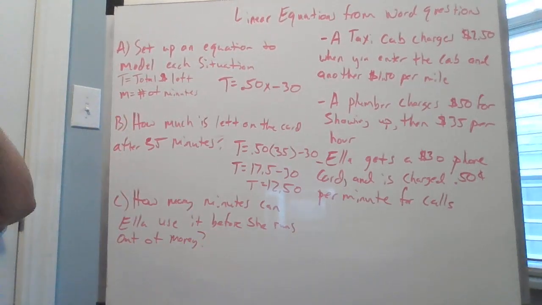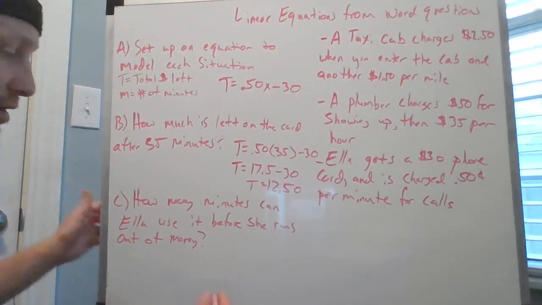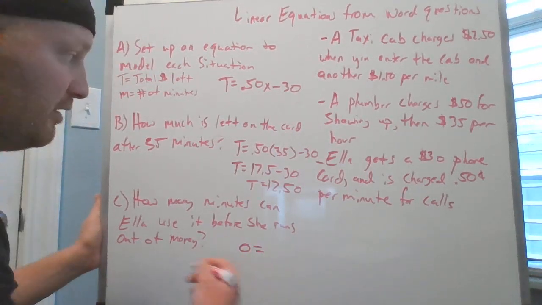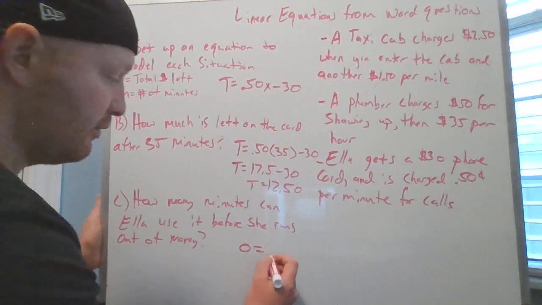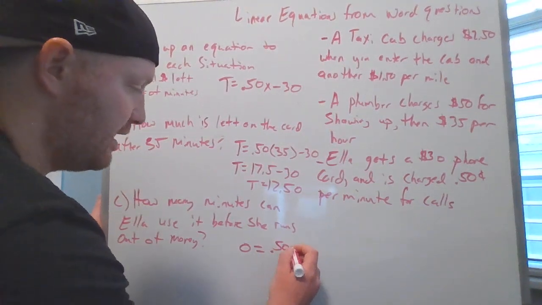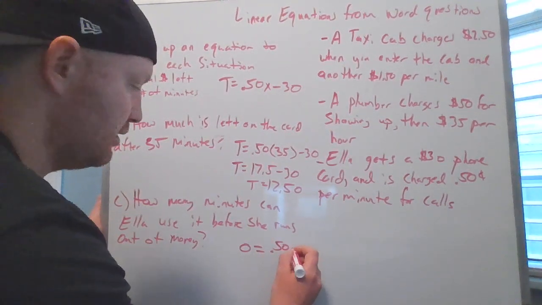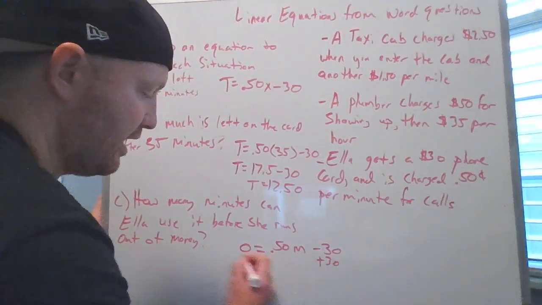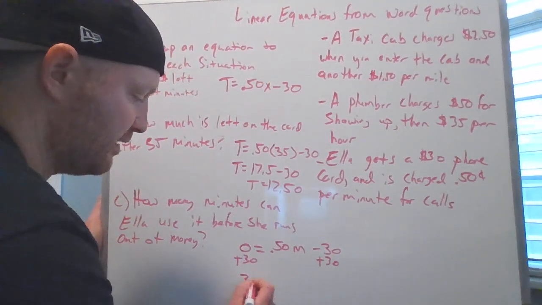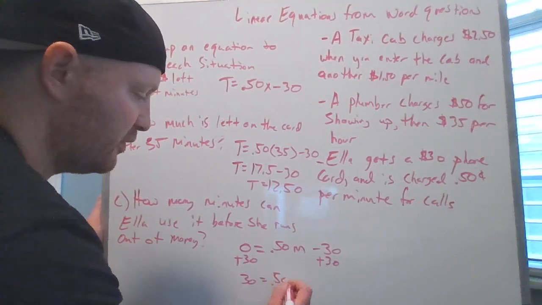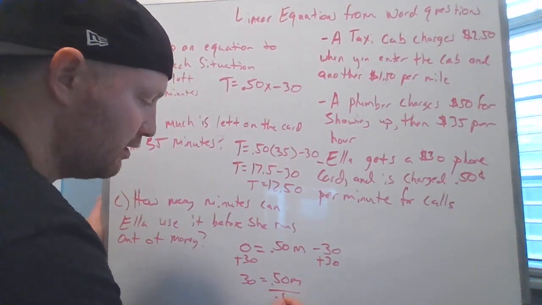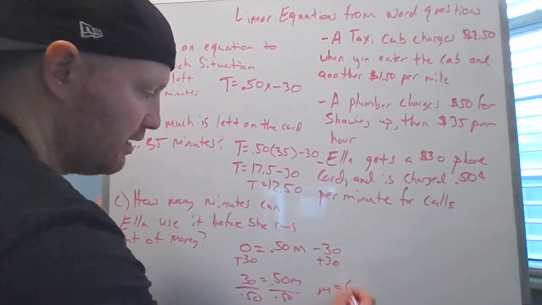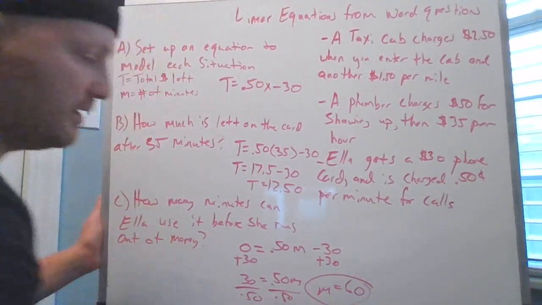So total money left, runs out of money, the lowest you can go is 0. So let's see what this entire thing is worth. If this is 0, I replace T with 0, and I'm going to do 0.50, we're calling it M, minus 30. I'm going to add 30 to both sides this time. That's why you've got to be careful, because negatives and positives have a big difference. Divide by 0.50, M equals 60.